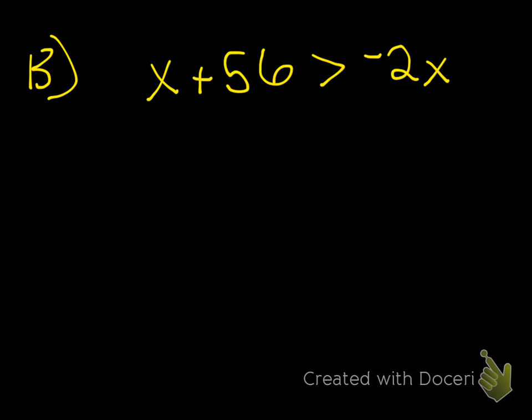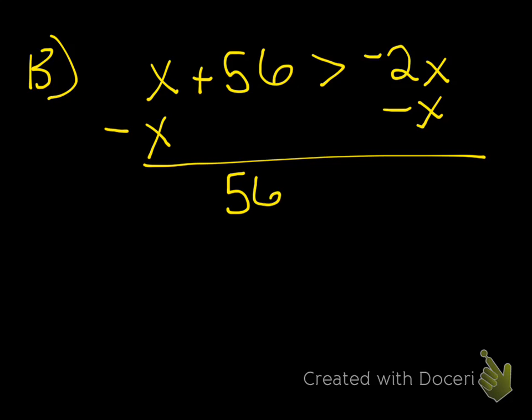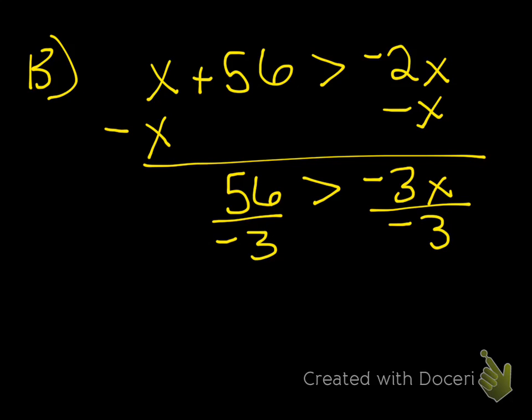All right, so we want to go ahead and do it a couple ways. Let's say I take away x here and I take away x there. So I've got 56 is greater than negative 3x. To get rid of that negative 3, you divide by negative 3. If we divide by negative 3, we have to switch the inequality sign. When you do this, you should get approximately negative 18.7.